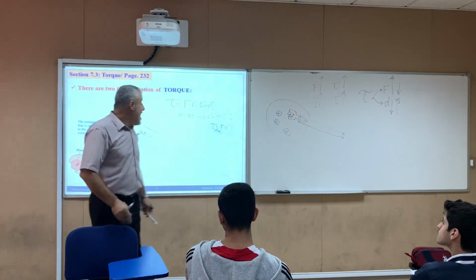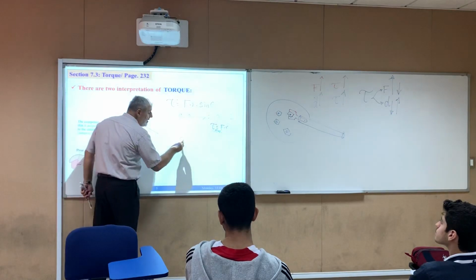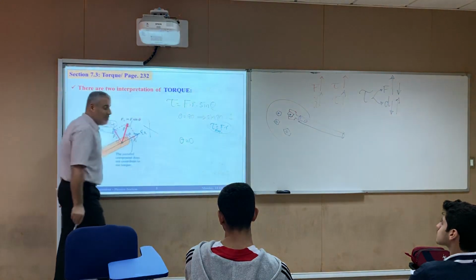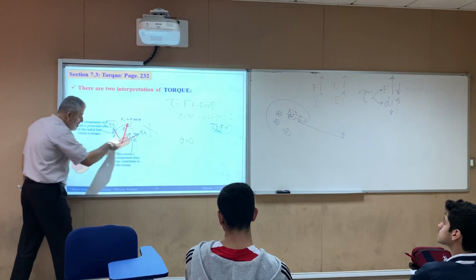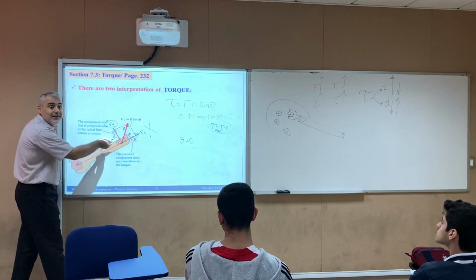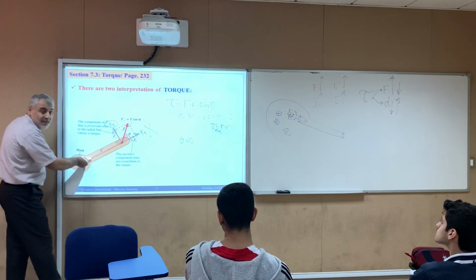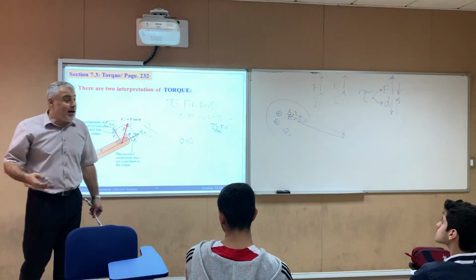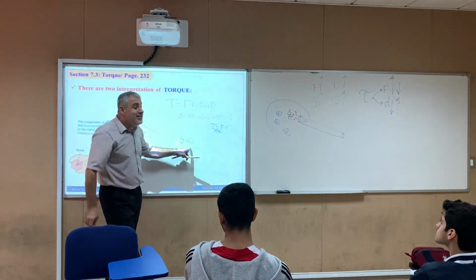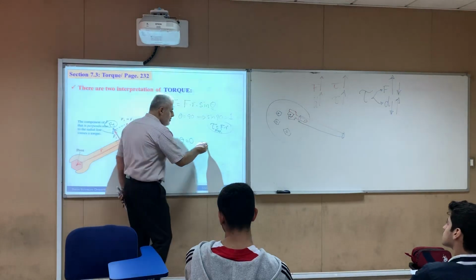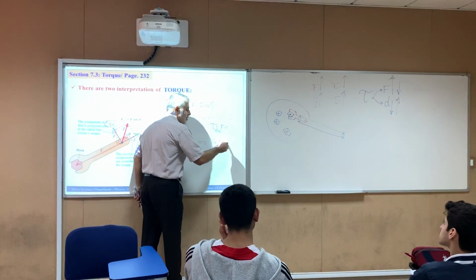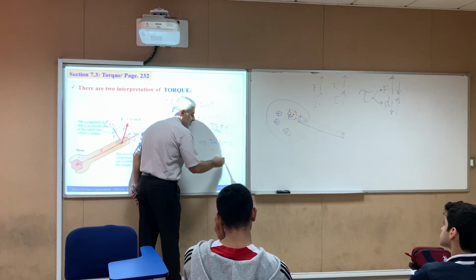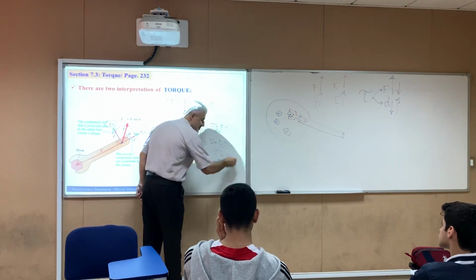Now, gentlemen, if we have here theta, this is 0. How is it 0? Because this is 180, and this line, gentlemen, they are parallel on the same line, see? We call it parallel. So the angle between them is zero. Sine 0 is 0. So what about the torque? Zero. This case will be the minimum.